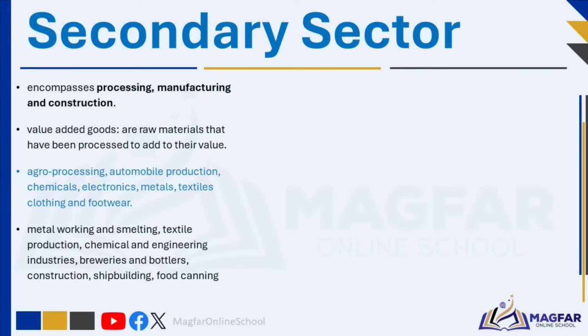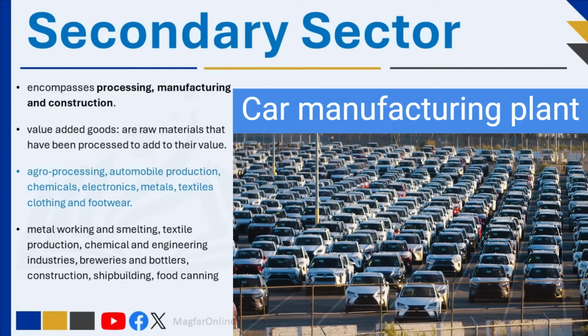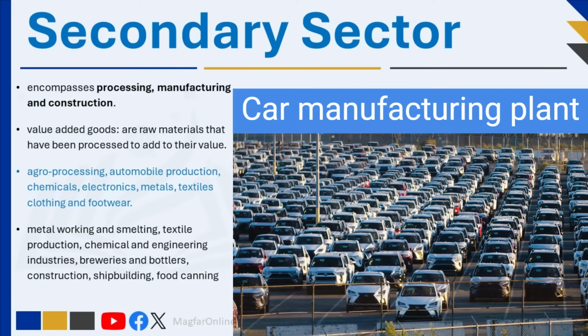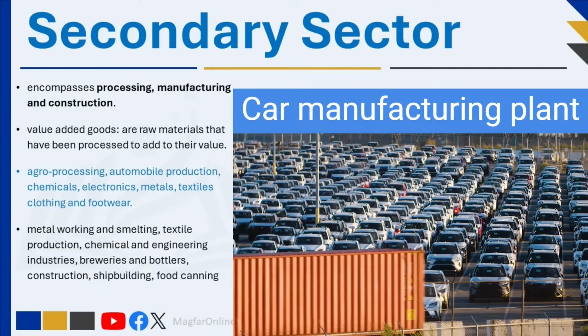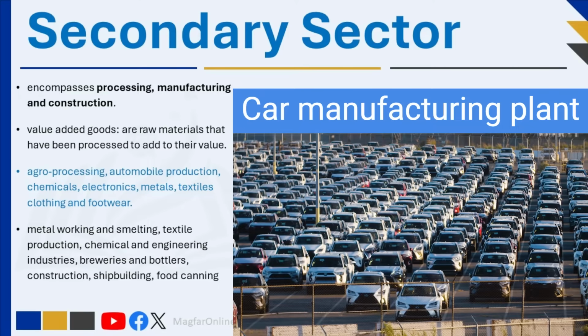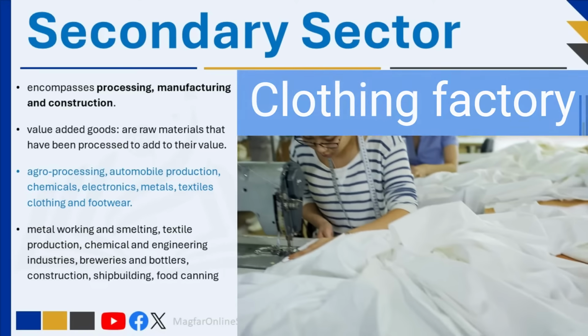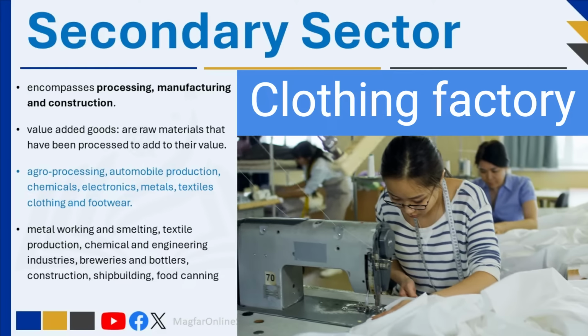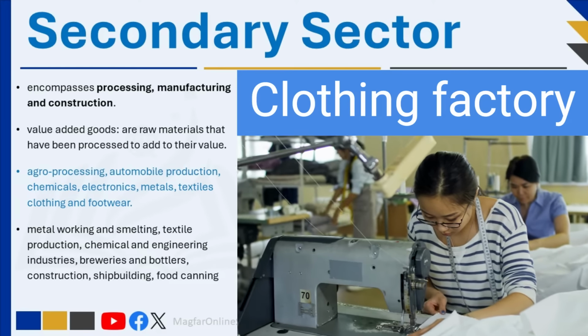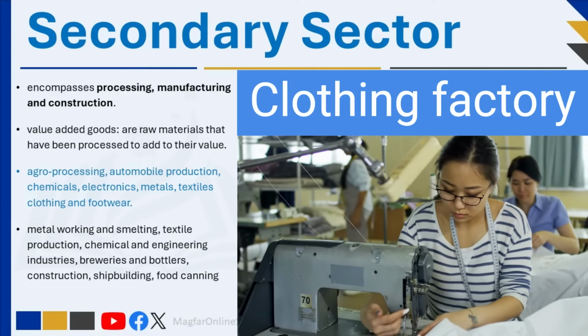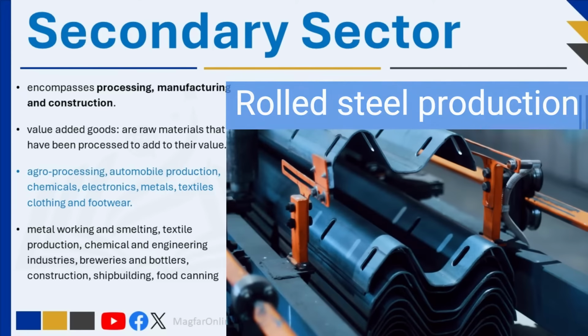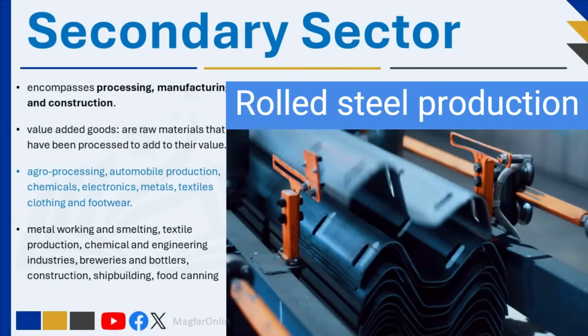The secondary sector encompasses processing, manufacturing, and construction. It involves activities that change raw materials from the primary sector into finished goods and infrastructure. Processed goods are sometimes referred to as value-added goods. Value-added products are raw materials that have been processed to add to their value. Raw materials are materials or substances used in the primary production or manufacture of a product.